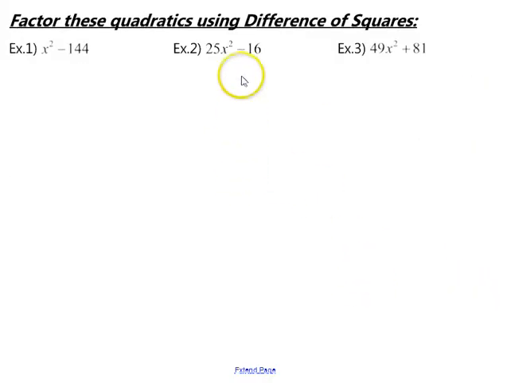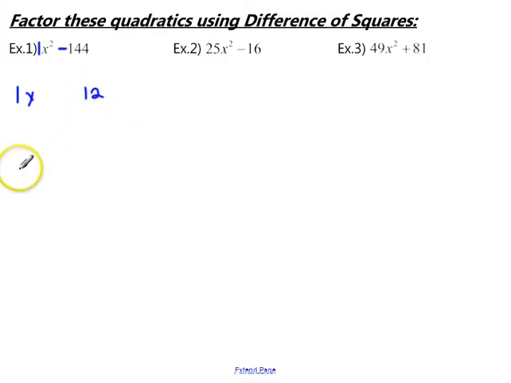Now let's work out a few examples. I'll do this first one with you. When you look at this, we don't really have an a. You can consider it as positive 1, but remember, we want to double check and make sure first it's a subtraction sign here. We have two terms, and each of these needs to be a perfect square. So the square root of 1 is 1, the square root of x squared is x, and the square root of 144 is going to be 12.